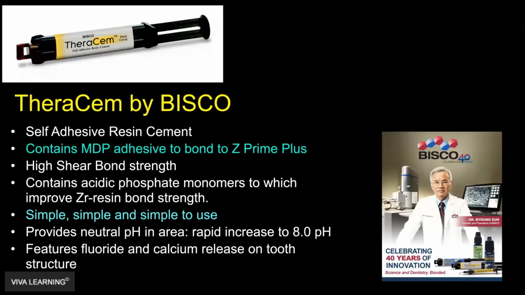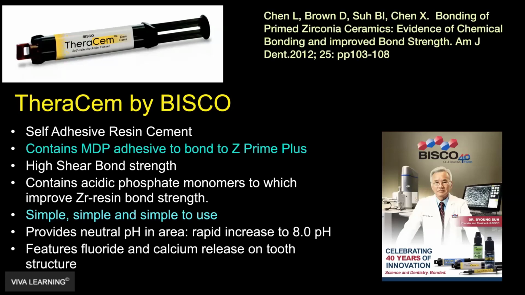Theracem, which is the material I use to seat this, is self-adhesive. It contains MDP, so it bonds to the Z Prime. It has a high shear bond strength. Because it's a self-adhesive resin, it starts off acidic, and then it rapidly increases to a neutral pH. And I think one of the great things is that it releases fluoride and calcium, so it's an anti-caries type of cement.